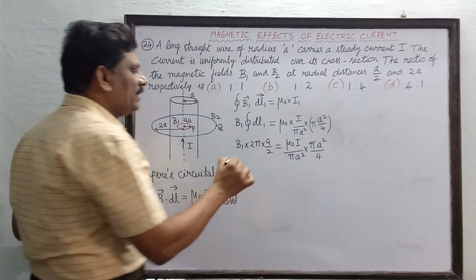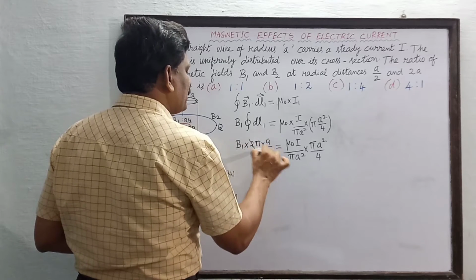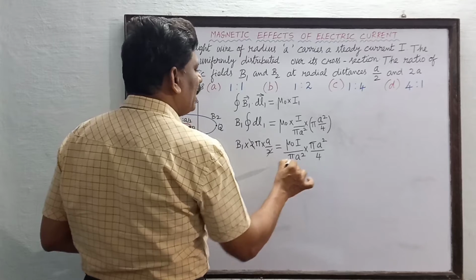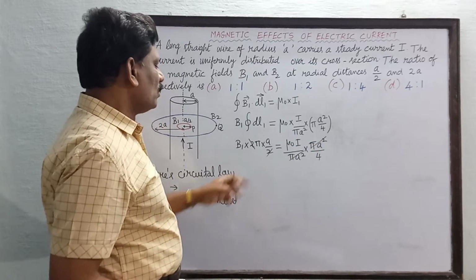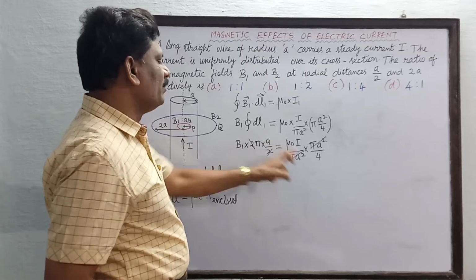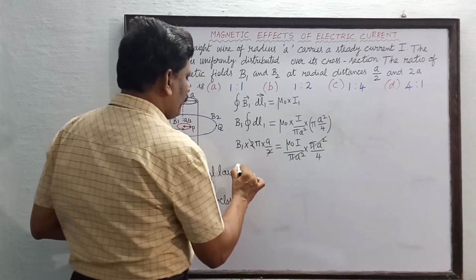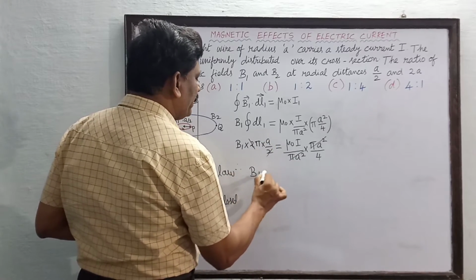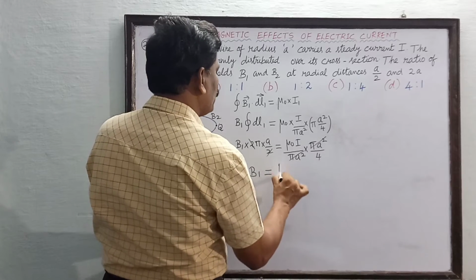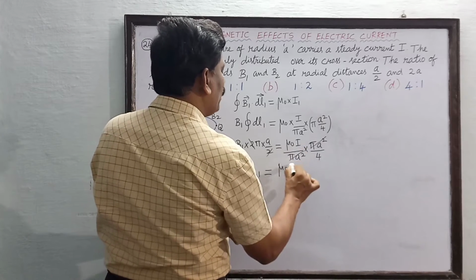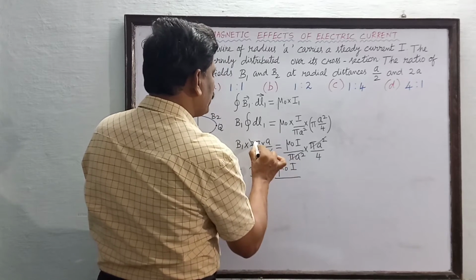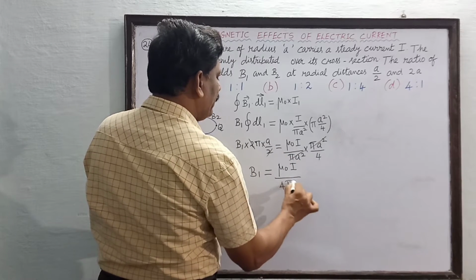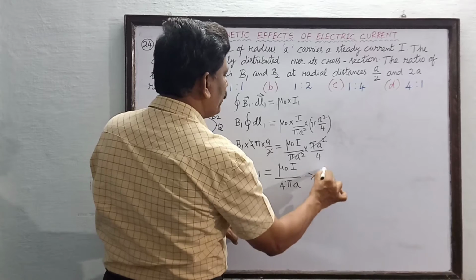Now you can see that some terms are getting cancelled. This 2 and 2 get cancelled, and pi a squared and pi a squared get cancelled. So here pi into a is remaining, here 4 is remaining. Therefore B1 must be equal to mu naught into I divided by 4 pi a. This is equation 1.